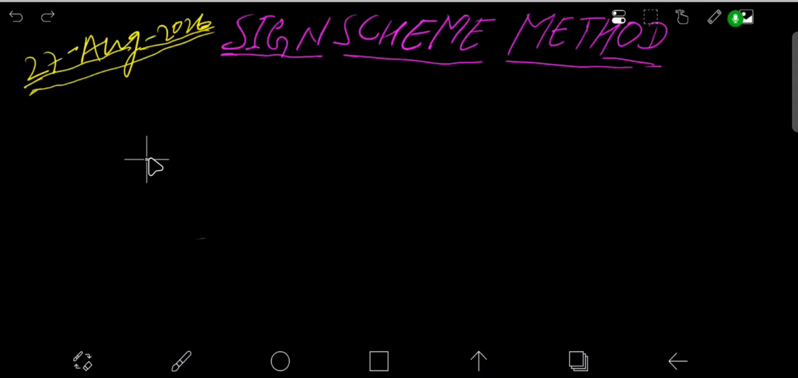So now today we start the sign scheme method, also called the wavy curve method. Okay. Nested theory. I think this class is the 8th or 9th class.